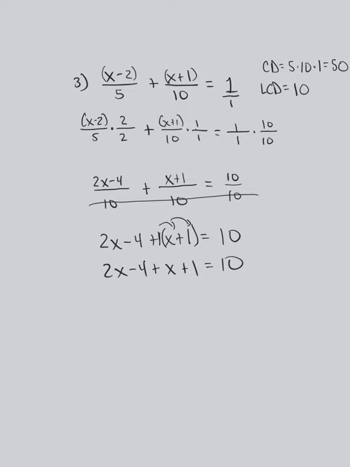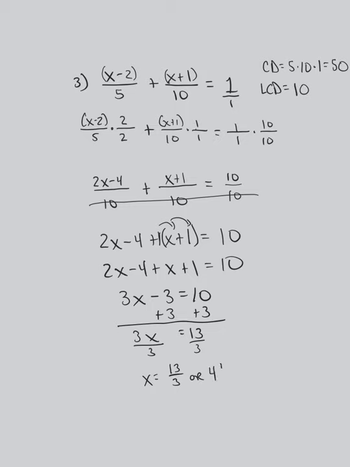Okay, so now think about how you would progress from here. Remember, we always try to simplify a side if we can. So we have these like terms here. We also have negative 4 and plus 1 being like terms. So 2x plus x is 3x, and then negative 4 plus 1 is negative 3, and that's all equal to 10. Then, trying to isolate the variable, we would add 3 to both sides. So we have 3x is equal to 13. And then to isolate x, we would divide by 3. And we get x is equal to 13 thirds, or if you wanted to convert that, that would be 4 1/3.